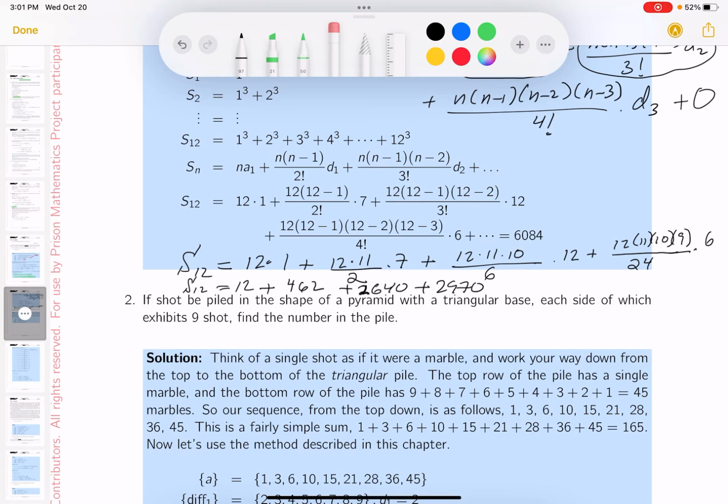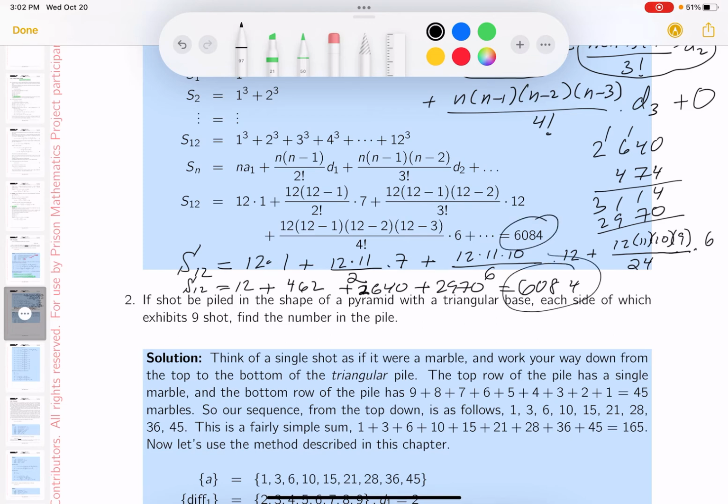12 and 462 is going to be 474, 2640. That's 4. 7 and 4 is 11. 7, 11. That would be 3. And now I got to add the 2970. And what do you get? I'll write this down now. 4, 8, 10, 6. Got it. Good news. All right, let's go to the next question.